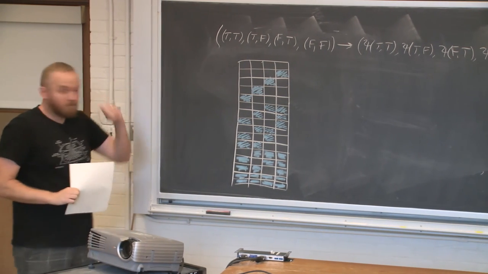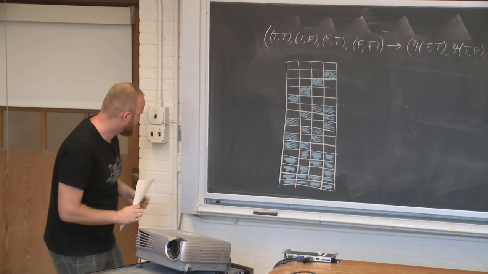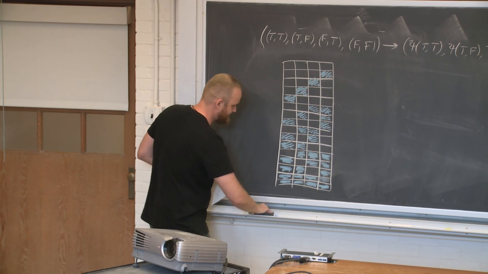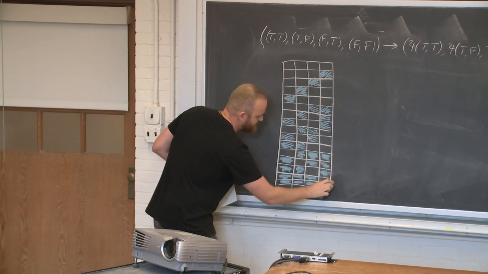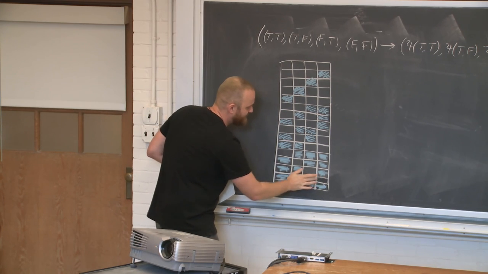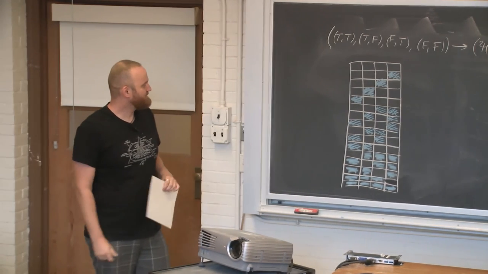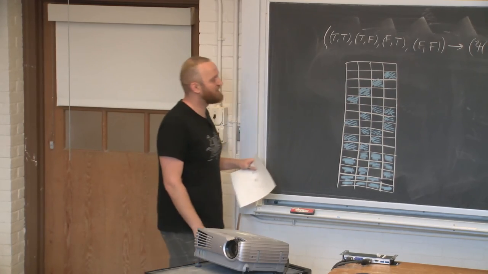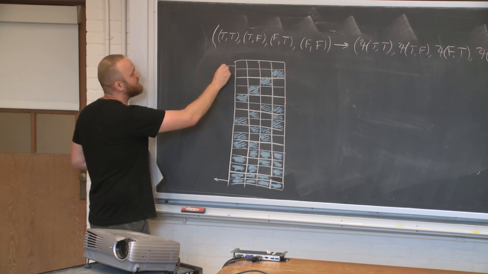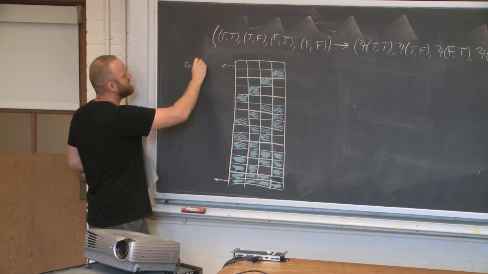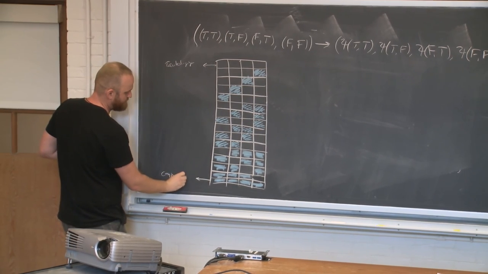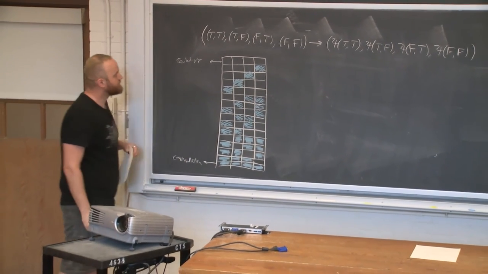So there are 16 different possible values for psi. Once again, this one here and this one here demand that there be a tautology and a contradiction. So we won't consider those.